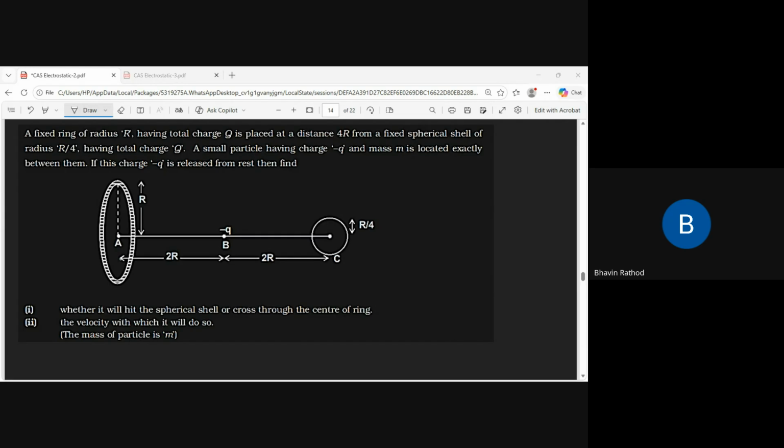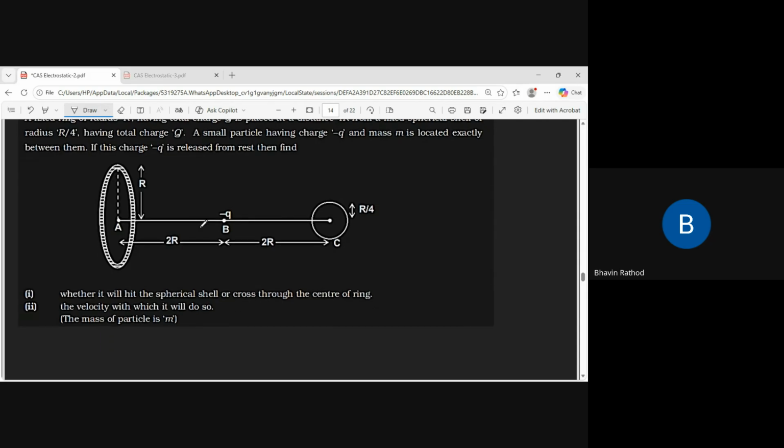We want to find out, first question, that when we release this minus q from point B, towards which side it is going to move. That's the first question. And second is, with what velocity it will reach either the shell or the ring. Let us see that. Let's try and find out what is the resultant electric field at point B.